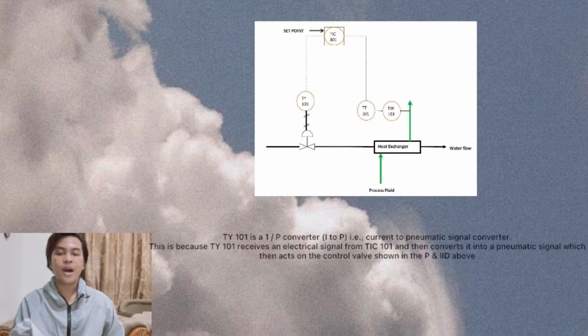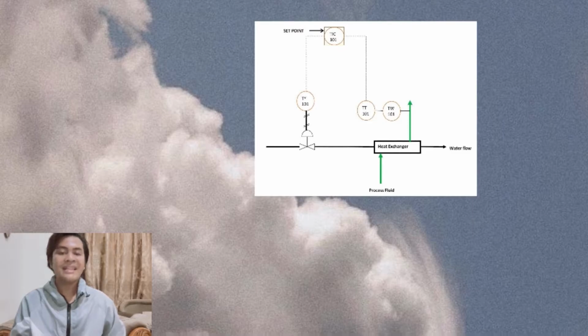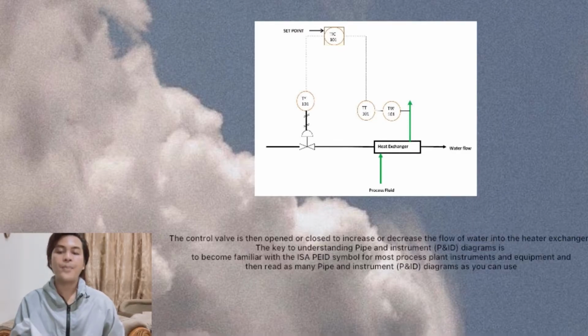TY101 is an I to P converter, a current to pneumatic signal converter. This is because TY101 receives an electrical signal from TIC101 and then converts it into a pneumatic signal, which then acts on the control valve shown in the P&ID above. The control valve then opens or closes to increase or decrease the flow of water into the heat exchanger.